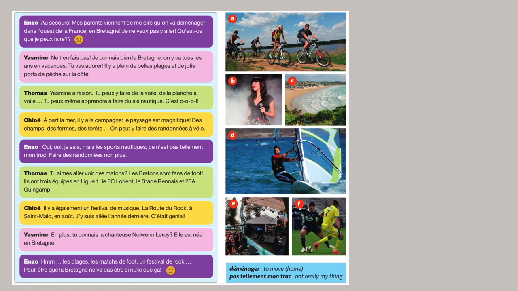Okay, look down in that little vocab box in the bottom right. Pas tellement mon truc. It's not really my thing. It's a really useful phrase when you're talking about anything. C'est pas tellement mon truc. I don't really like it. I'm not into it. You can use it for talking about music, films, food, hobbies, holidays, anything like that. Instead of saying je n'aime pas, you can say c'est pas tellement mon truc. It's not really my type of thing.